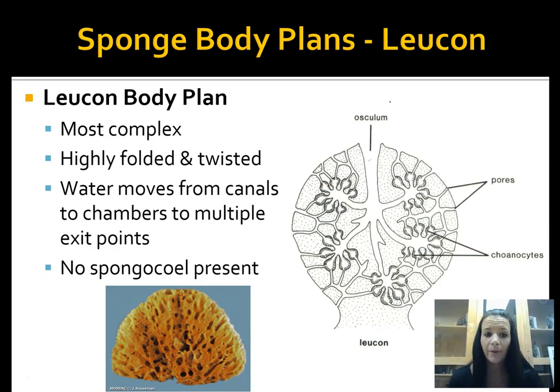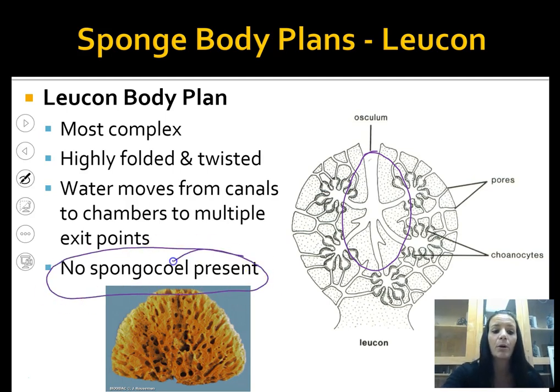So Leucon body plans, these are the most complex, and they're highly folded and twisted. If you see here, this inner space in the middle is very different looking from the previous two body plans. And the water is going to move from the canals and chambers, and there's actually multiple exit points. It doesn't just exit through the osculum. And it's important to note that there's no spongocoel present, and the spongocoel is that big area.